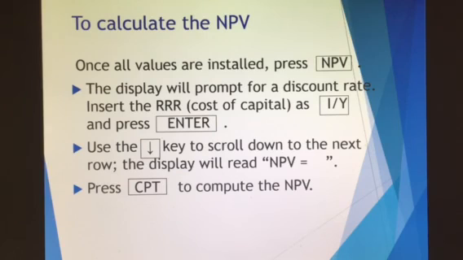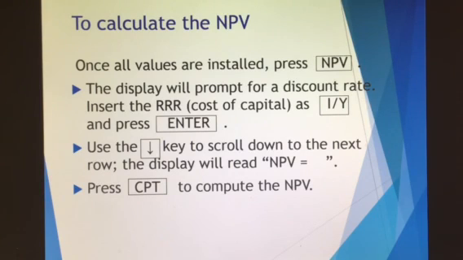And so what you're going to do then is to key in the value. In this particular problem, it was 14%. So key that in as 14. In other words, the calculator knows you're dealing with percentages here, so you put that in percentage form, that is 14, not decimal form, 0.14, and then press enter. And then you'll see that it shows I equals, and then it shows the value you just put in. Then use the down arrow key to scroll down to the next row.